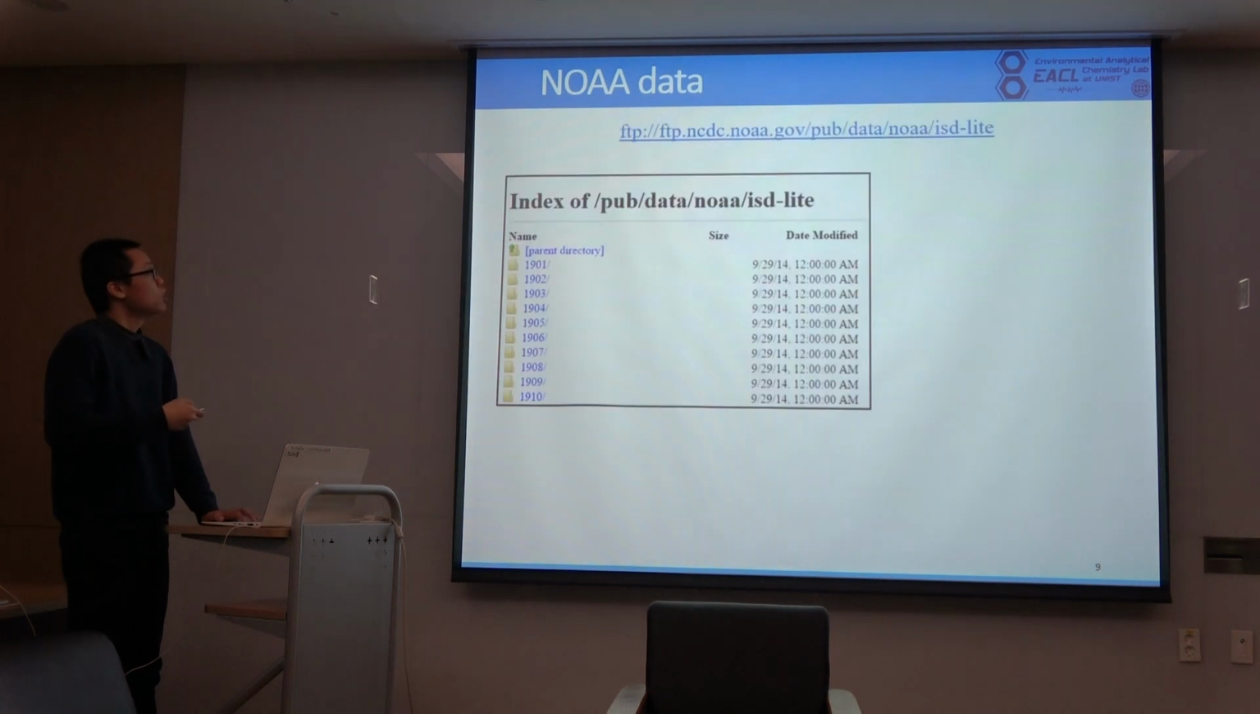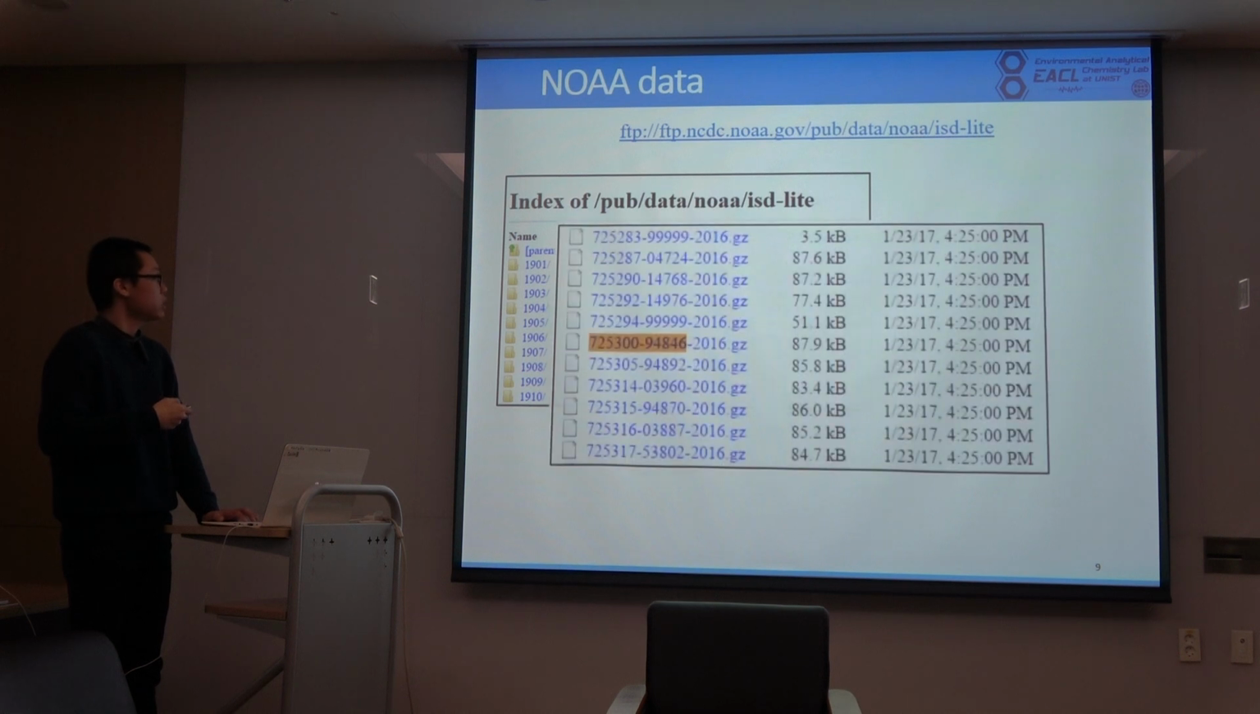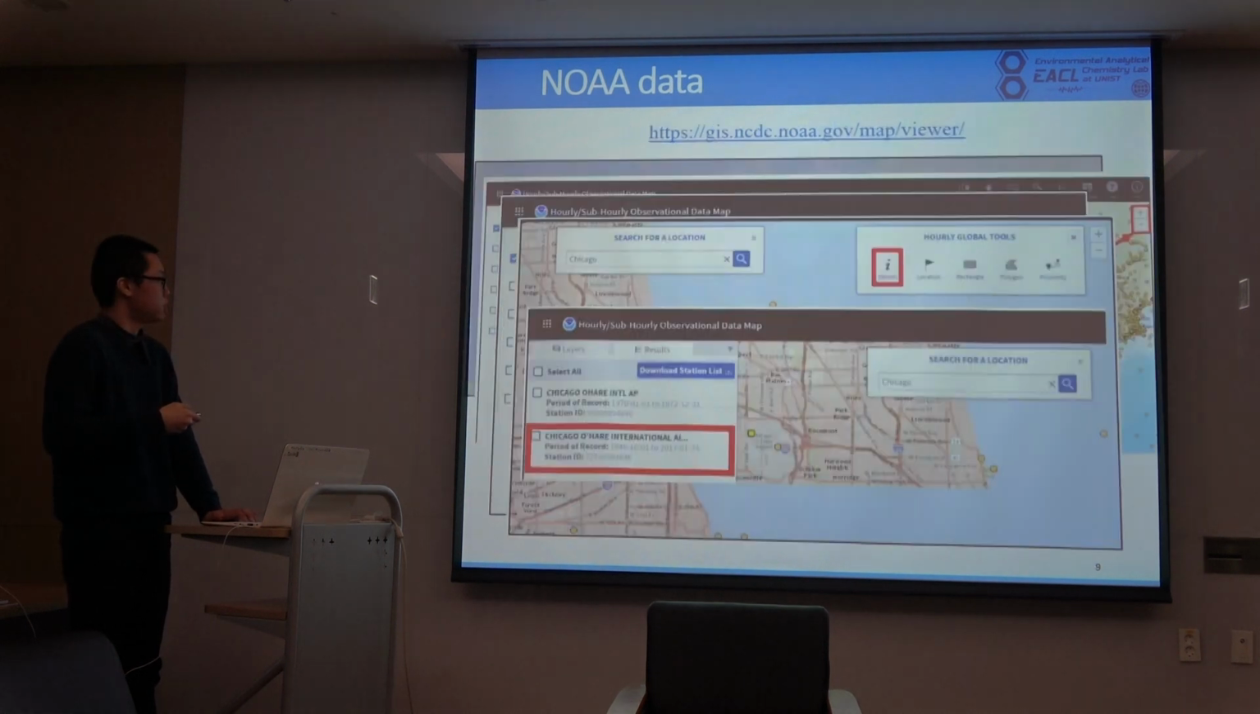And then after that, you can visit this website, choose the year of your meteorological data, and then download it. So this is the NOAA station for Chicago city here.